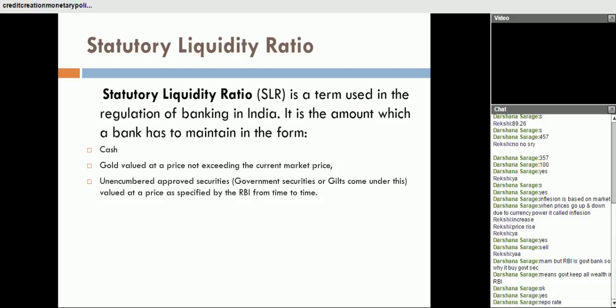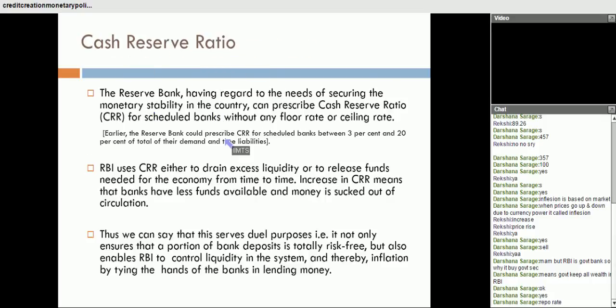Now these liquidity reserves may be known by different names. The one is the cash reserve ratio, that is CRR. Now what is the CRR? Suppose the bank is having assets worth 5 crore. With reference to that 5 crore, or in proportion to that 5 crore, it will have to keep a certain ratio, a certain reserve, with the Reserve Bank of India. That is mandatory.